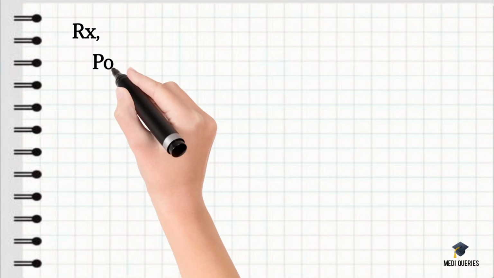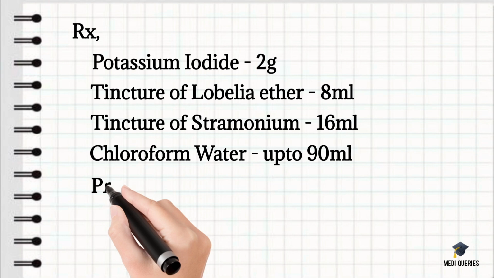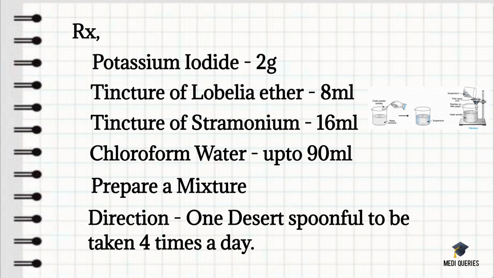Let us see one example here. In this formula, it has potassium iodide, tincture of lobelia ether, tincture of strophanthus, chloroform water. Prepare a mixture. That is the formula given here. The direction for use is 1 dessert spoonful to be taken 4 times a day. To dispense this suspension, first mix 23 ml of the tragacanth mucilage with 22 ml of the chloroform water here. After that, measure 8 ml of the tincture of lobelia ether and 16 ml of the tincture of strophanthus in a dry measure and then pour slowly into the center of the mucilage with continuous stirring. After that, dissolve the potassium iodide in 23 ml of the chloroform water and then mix it thoroughly with the above mixture. Then strain it if necessary through a muslin piece and then add more of the chloroform water to produce 90 ml. Then transfer to a bottle, label it properly and then dispense.